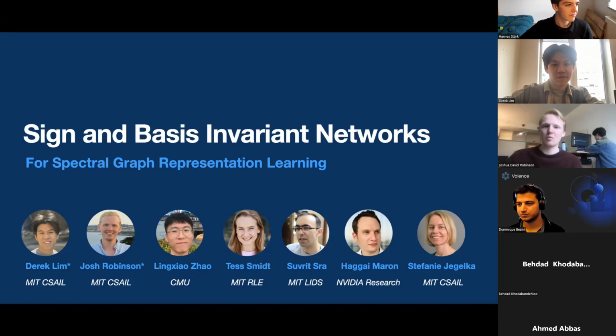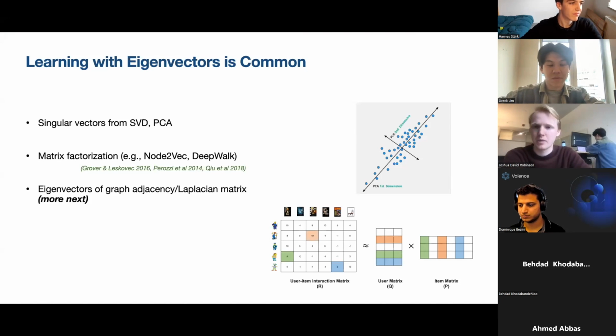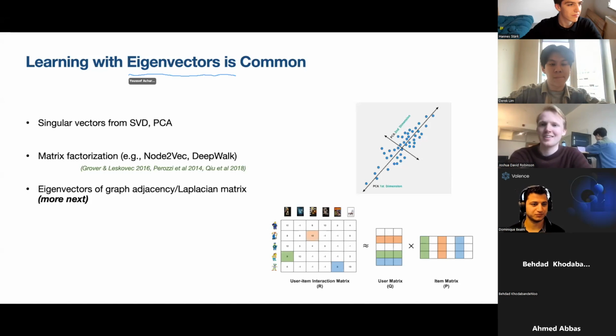So first, why eigenvectors? Well, eigenvectors occur all over machine learning, and their computation is at the core of many of the most commonly used algorithms in the field that are used on a daily basis. Examples include the computation of singular vectors and principal components, which are, of course, eigenvectors of certain data matrices. As well as that, there are matrix factorization tasks, which often use eigenvalue computation as a subroutine.